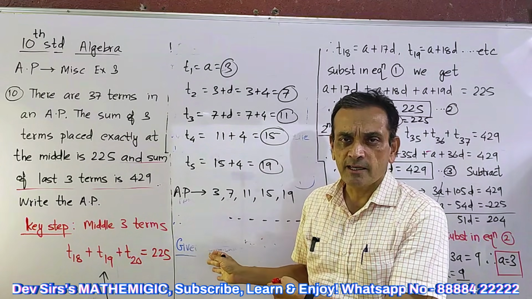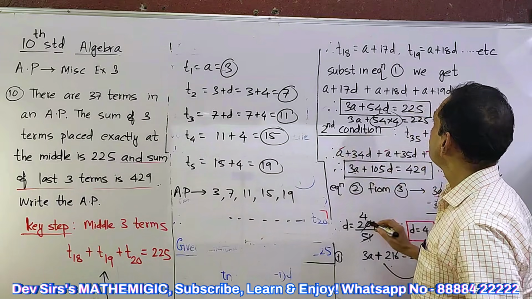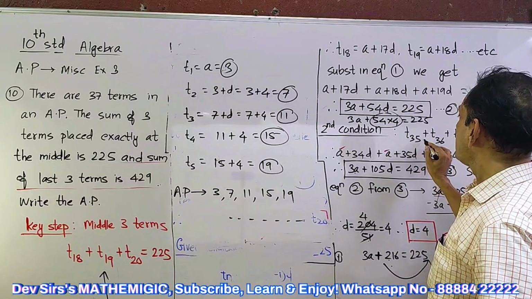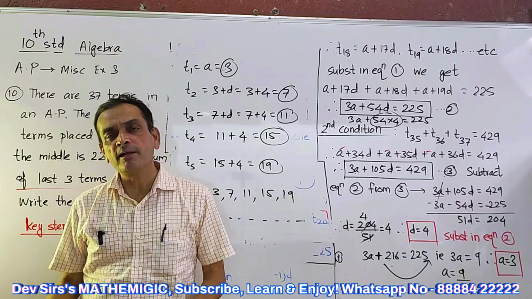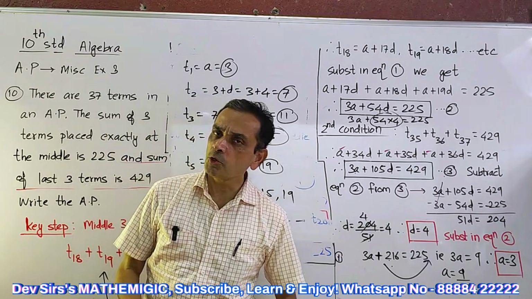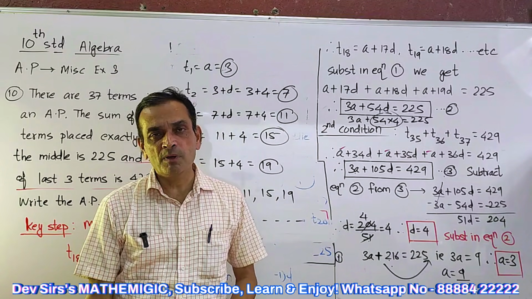तो पहले कंडीशन के लिए. लास्ट कंडीशन तो आसान ही है. लास्ट 3 टर्म्स यहाँ पे लिखा है ना. T35 plus T36 plus T37. Then solve the equation simultaneously. Get A and D. Do the usual stuff. Try to solve this on your own. बोर्ड में पूछा है 1-2 बार.